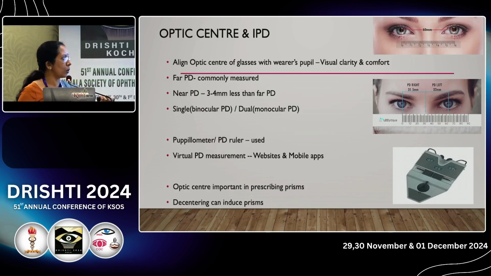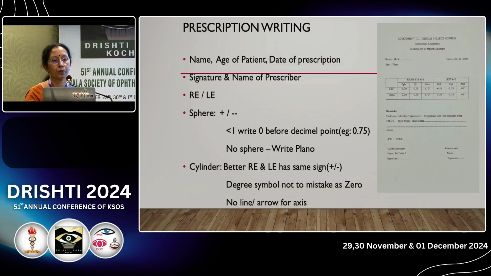Optic center is also important while you are prescribing prisms. Decentering of the lenses can induce prisms also.